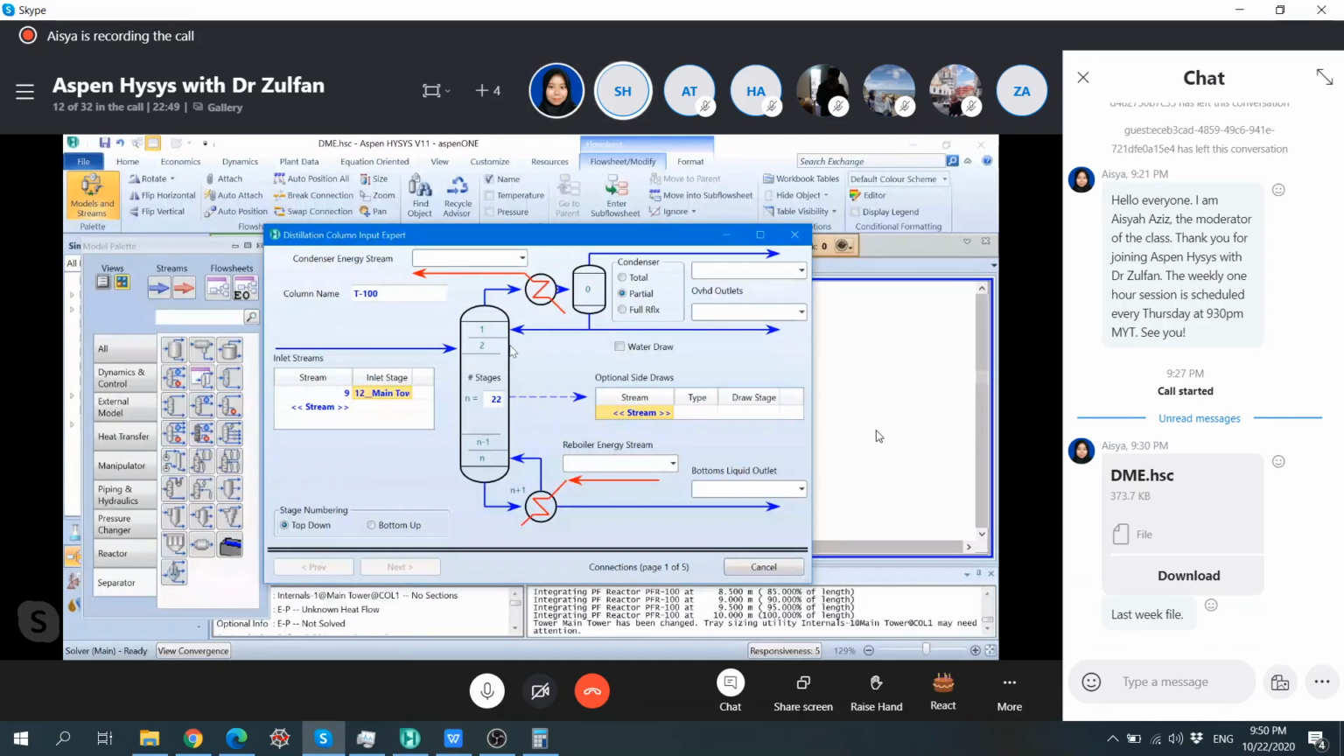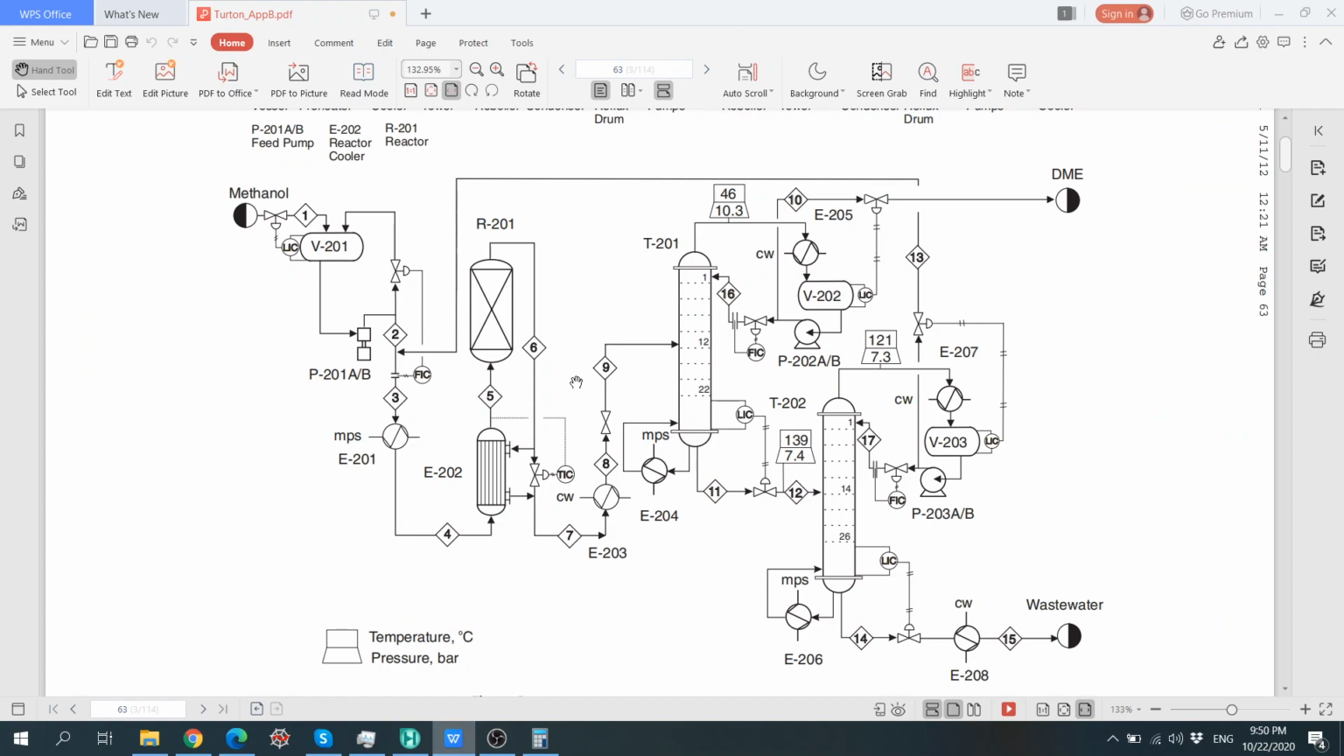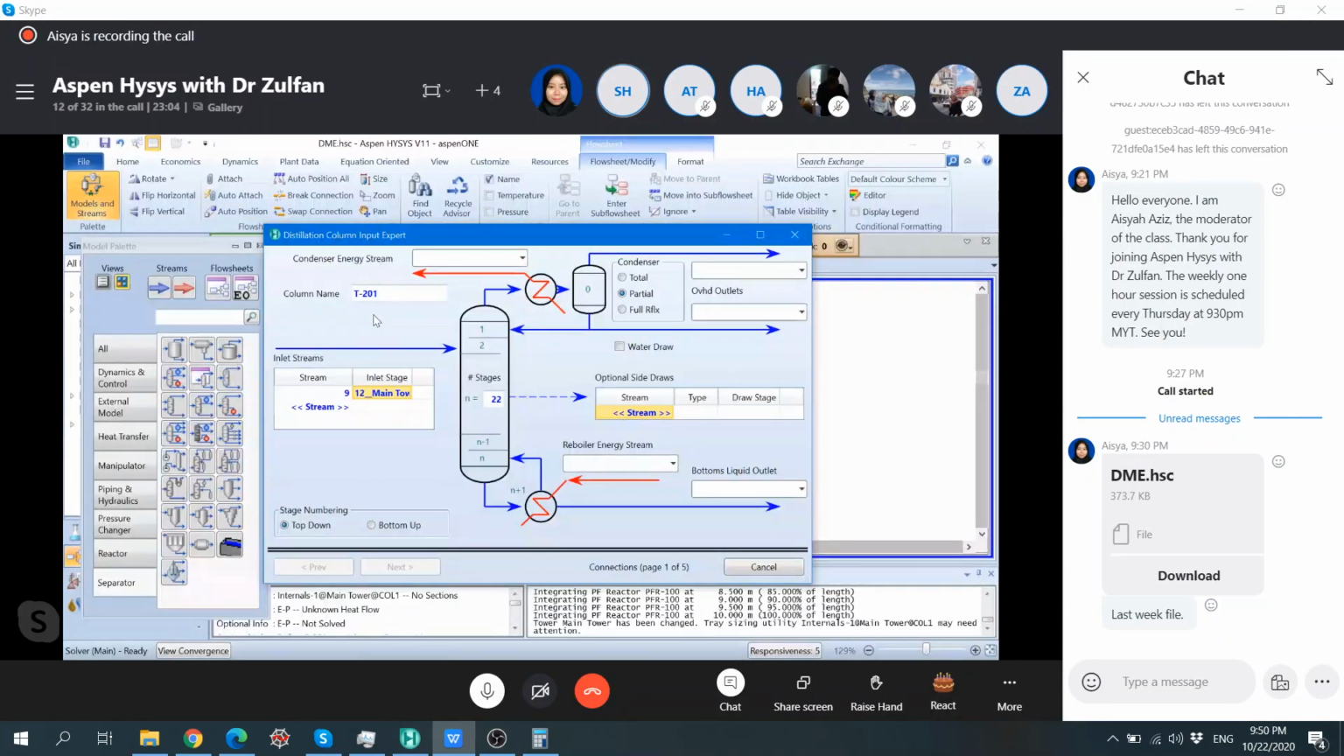Okay, and then if you see this on the condenser part, you can rename it. You can rename the column if you want. Rename the column. I think this is T201.